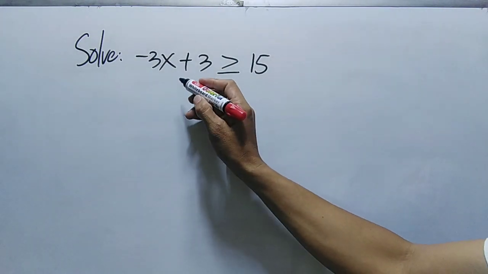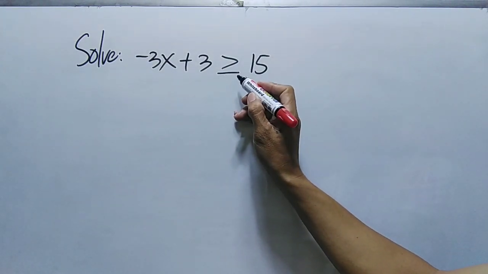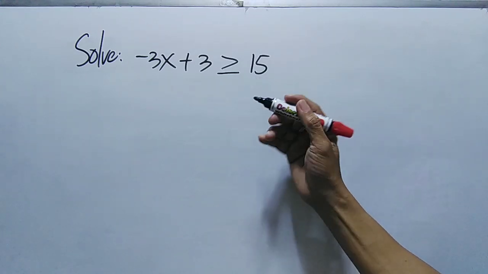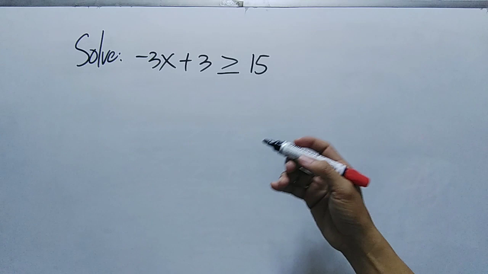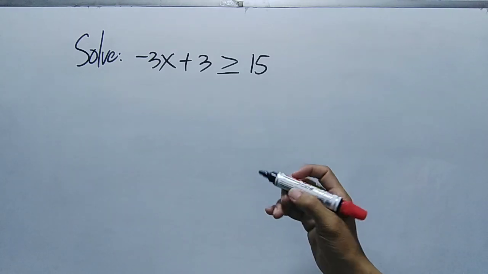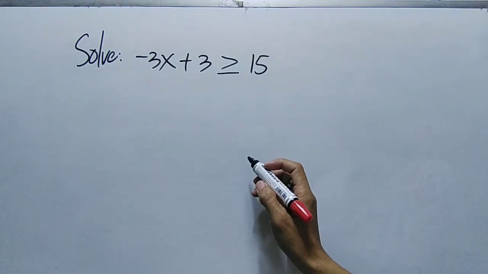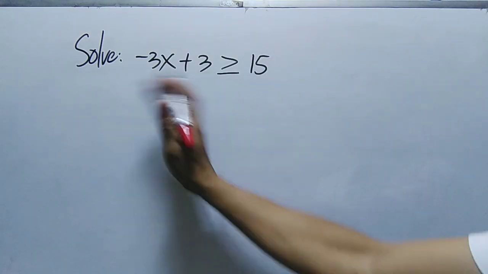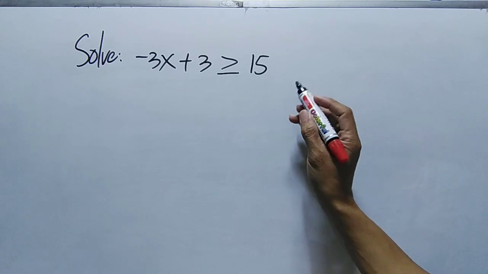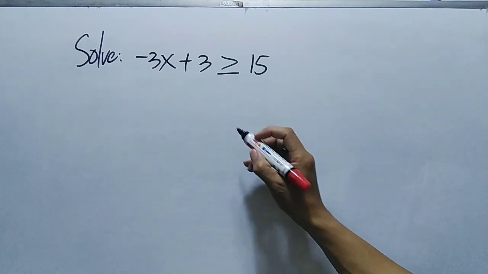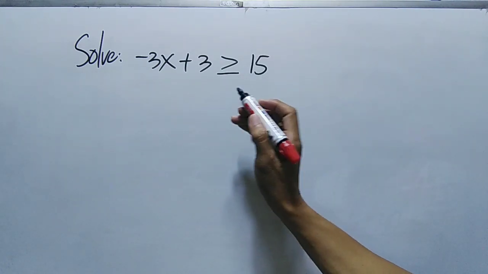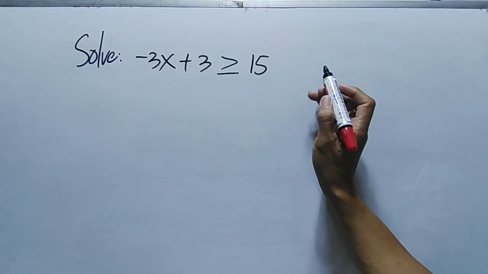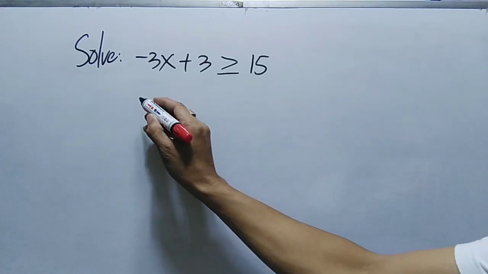Okay, we have to solve negative 3x plus 3 is greater than or equal to 15. So, ang gagawin lang natin dito, we have to apply the addition or subtraction property of inequality. Okay, so we have to add negative 3 dito sa left side and mag-add din tayo ng negative 3 dito sa right side. Or, pwede rin subtract tayo dito sa left ng 3, mag-subtract din tayo dito sa right ng 3. Okay? So, ganito po yan.